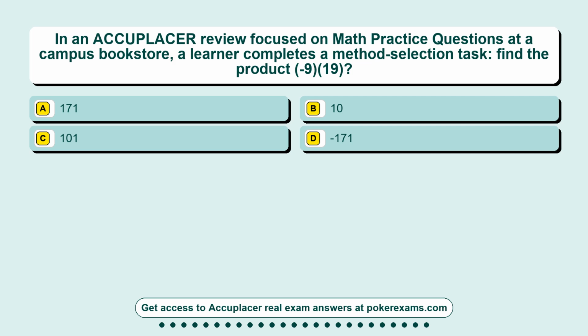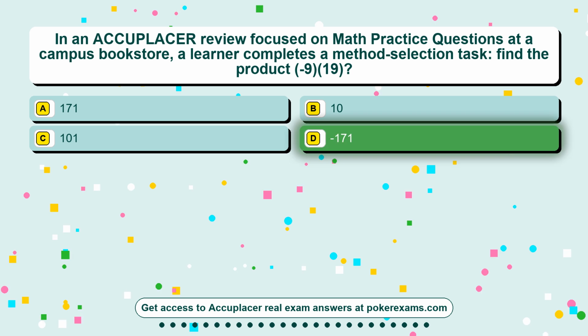Question 1. In an Accuplacer review focused on math practice questions at a campus bookstore, a learner completes a method-selection task. Find the product, -9 times 19. Option A, 171. Option B, 10. Option C, 101. Option D, -171. The correct answer is option D, -171.